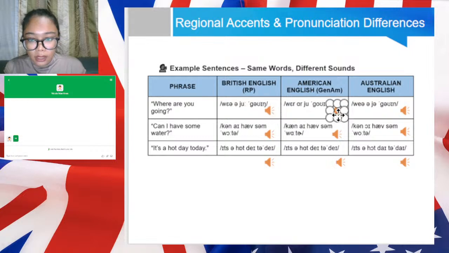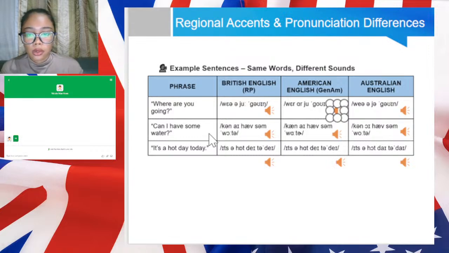Okay. Next, we have the American English for the same sentence. Where are you going? All right. Where are you going? Another one. Where are you going?